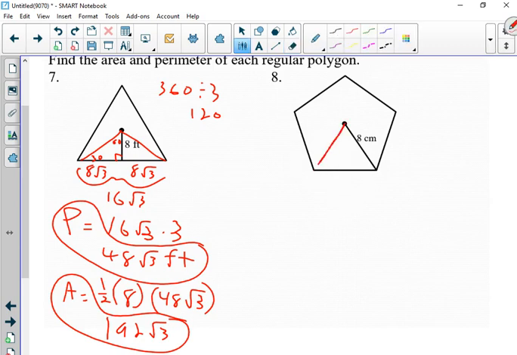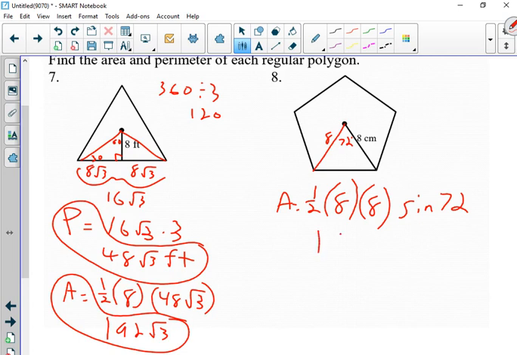We also learned the area of a triangle using sine. So if this is 72 degrees, and this is also 8, remember the area of a triangle formula we learned. 1/2 both sides times the sine of 72. And if we do that, it's much quicker. We end up with 152.17 centimeters squared. That's our area.